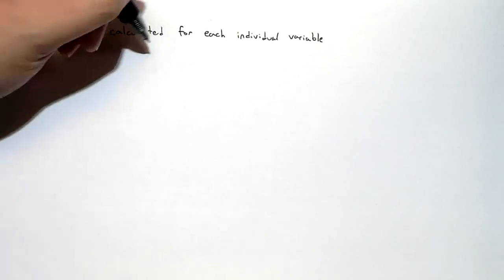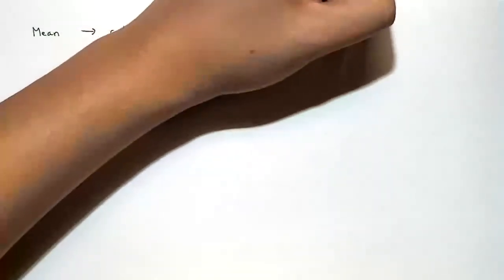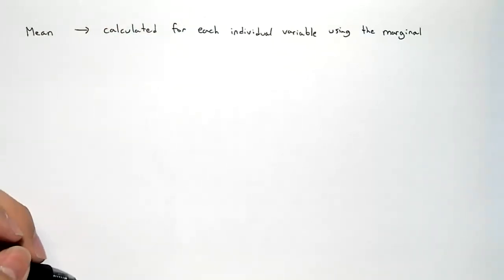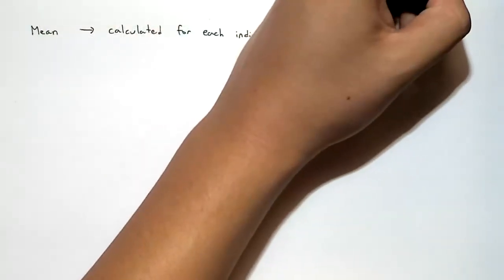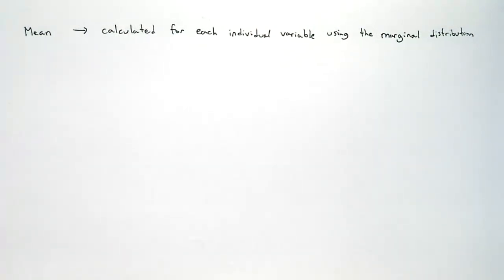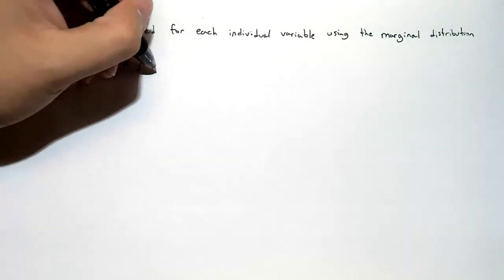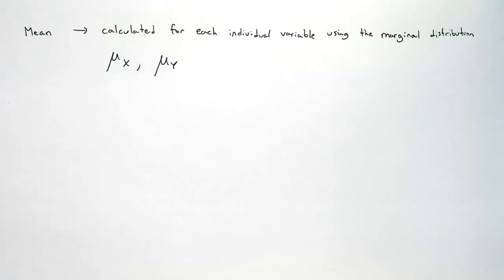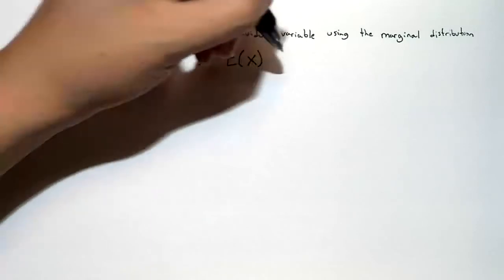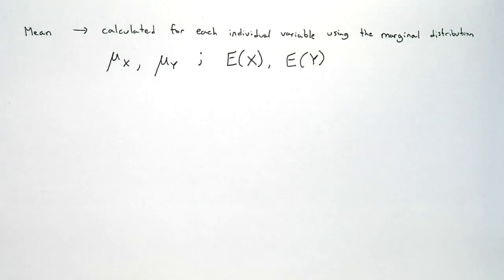The mean is calculated for each individual variable. In other words, we'd have to calculate it using the marginal probability distribution. Normally, what I would write is mean of x, mean of y. Or, if you prefer, you can perhaps write it as the expected value of x, the expected value of y. We're going to use a bit of both in this class, both notations.